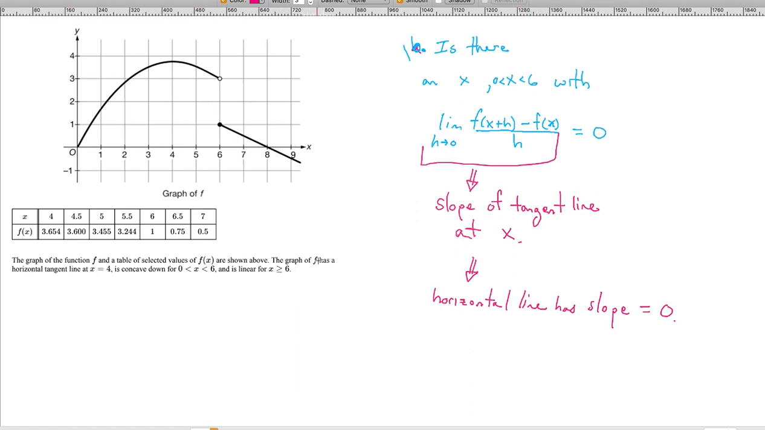And if you read here, the graph has a horizontal tangent line at x equals 4. What's the slope of the horizontal tangent line? The slope is 0. So that means there exists an x value with this limit equal to 0.